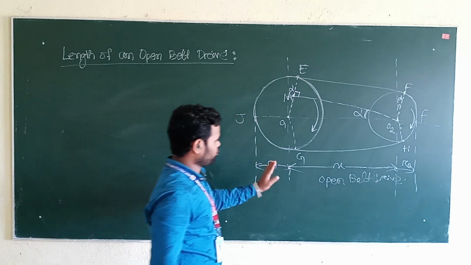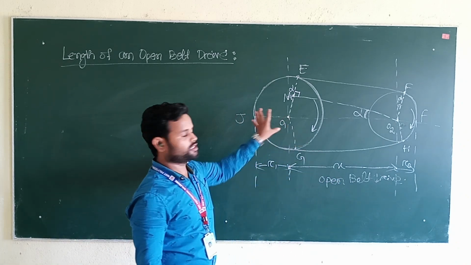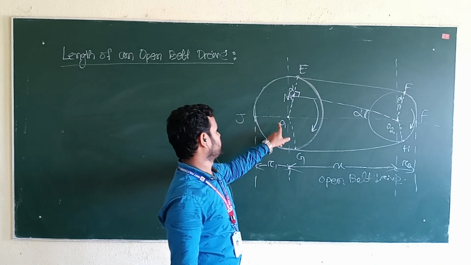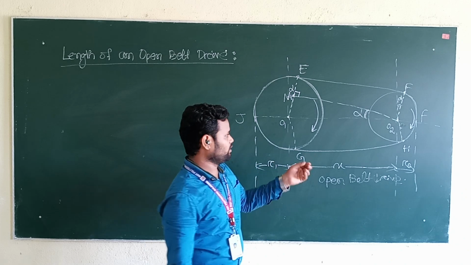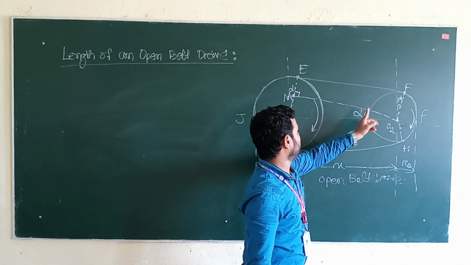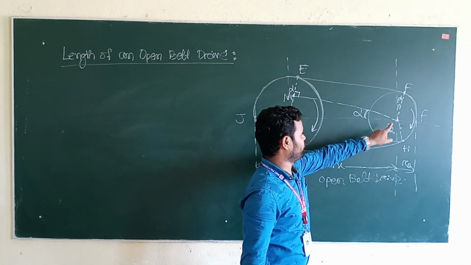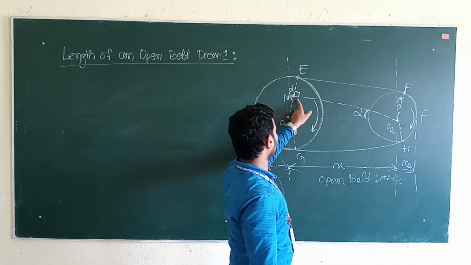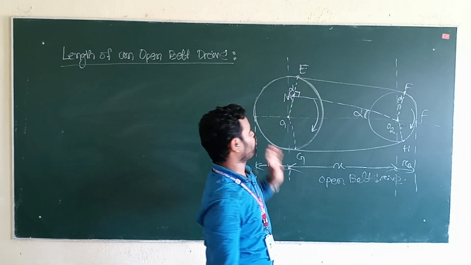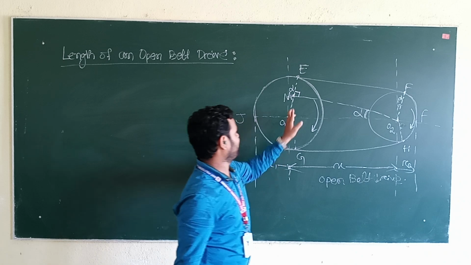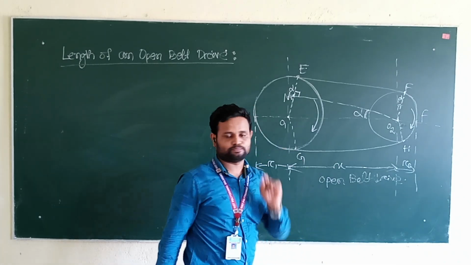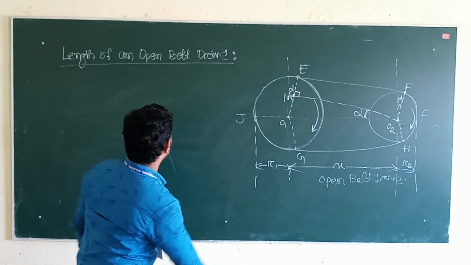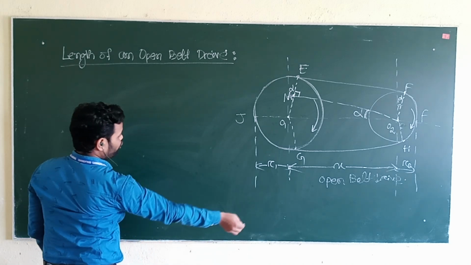So we have already known that in an open belt drive, the direction of rotation of driver and follower is the same. Then make a line parallel to EF, O2M, which is perpendicular to O1E. And the angle MO2O1 is your alpha. Complete. Now we will look at the unknown terms.